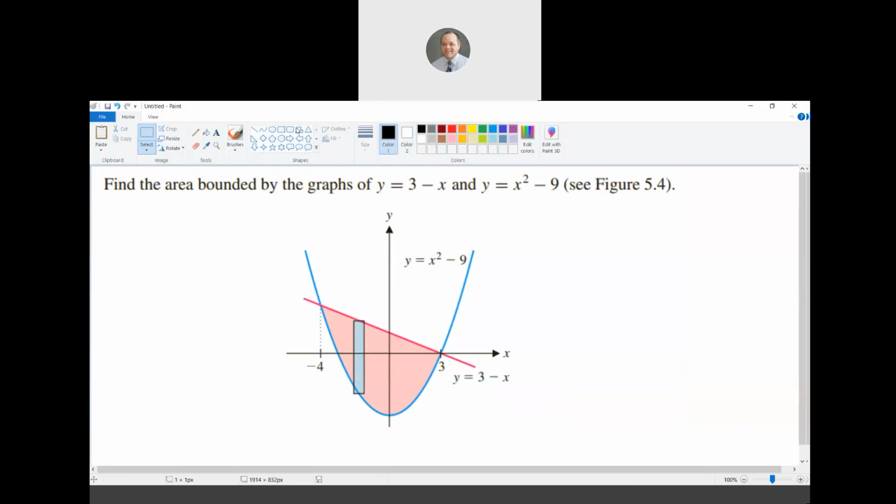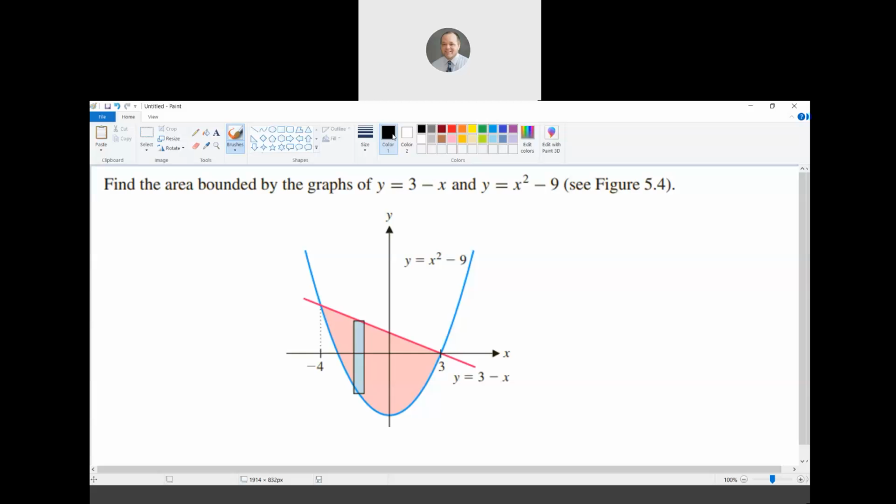All right, let's see what we're trying to find. Find the area bounded by the graphs of y equal to 3 minus x and y equal to x squared minus 9. And we don't need to worry about solving or setting these equal to each other to find the boundaries or the closed intervals, because the graph easily shows them for us.